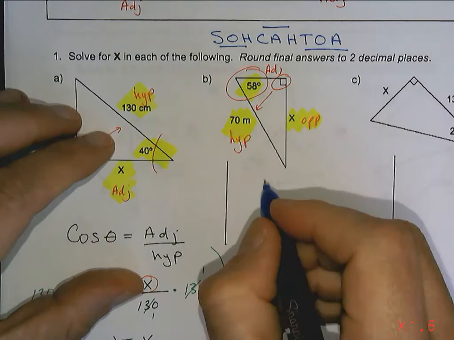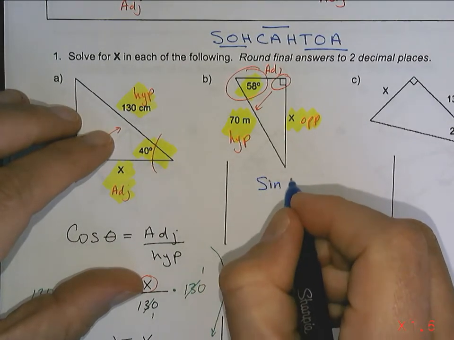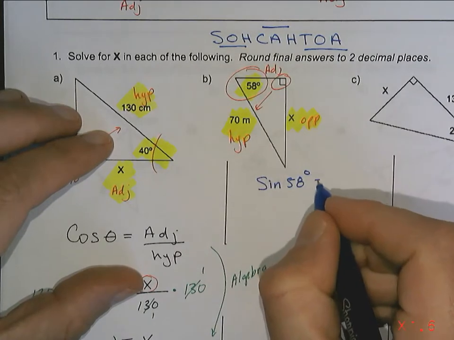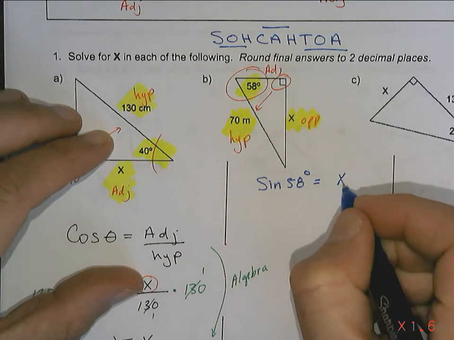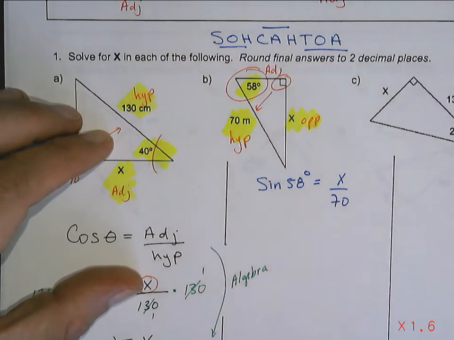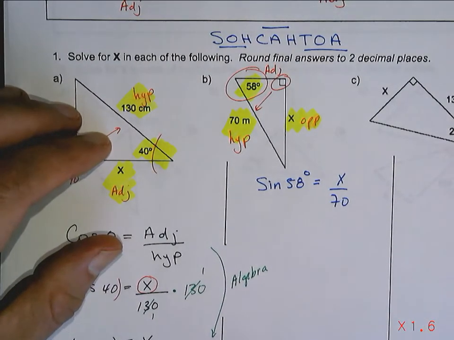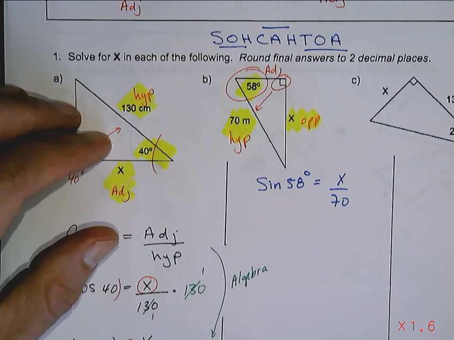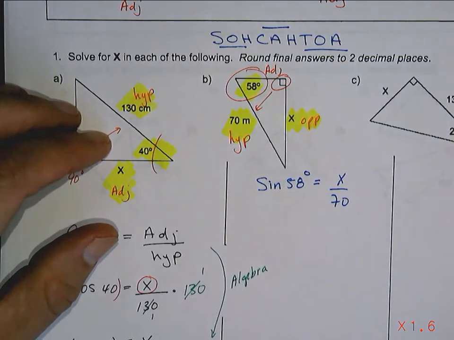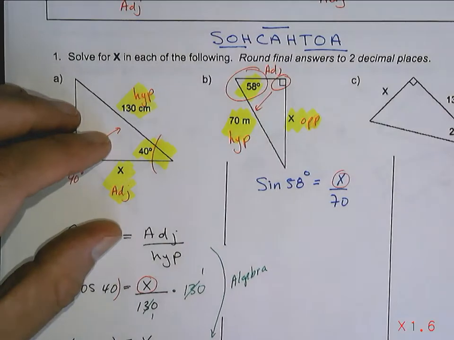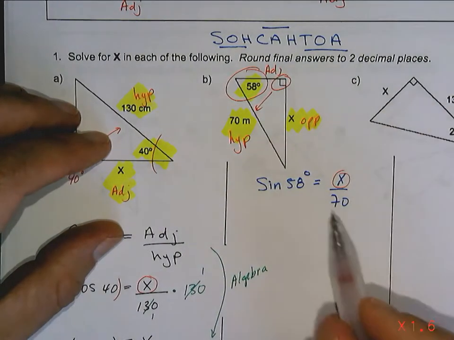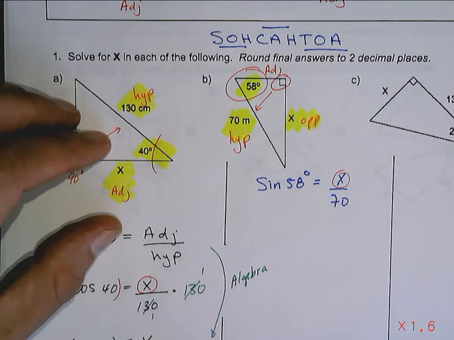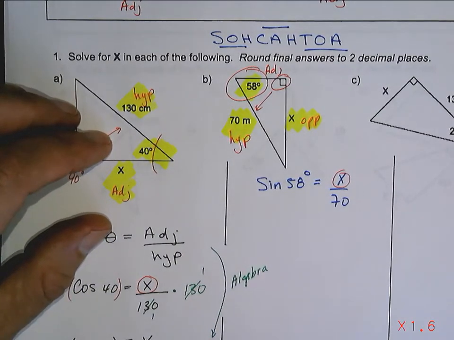So it's sine of 58 degrees, so I'm going to put in the number, equals opposite x over 70. Look at that. So that's worth 2 marks. So now, what I want to do is isolate for the x. I want to get the x by itself. So the question is, how do I do that? Well, look at the 70. The 70 is dividing the x. So what's the opposite of division by 70?